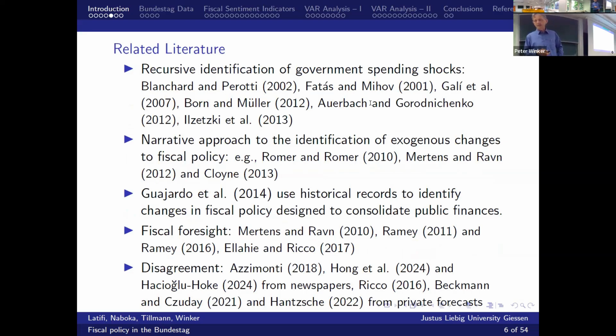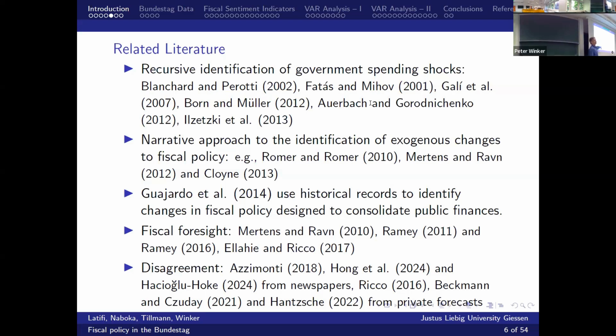There is, of course, a rather large literature on identifying fiscal policy shocks in the traditional way. I think the paper with the narrative approach is probably the literature closest to what we are doing, but they do it in a qualitative way that just identifies certain events and sees what happens around these event times.